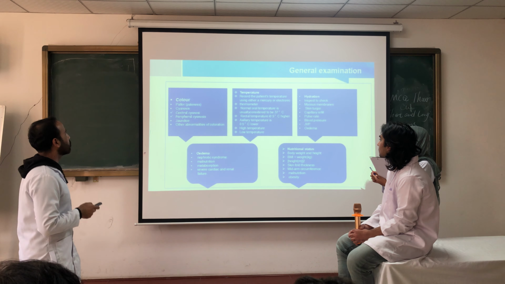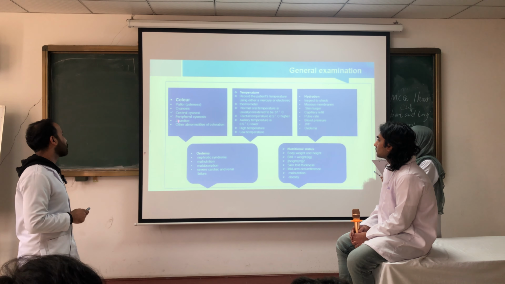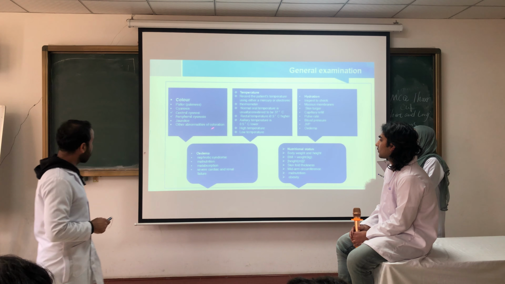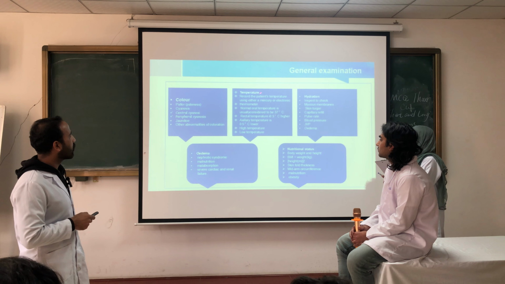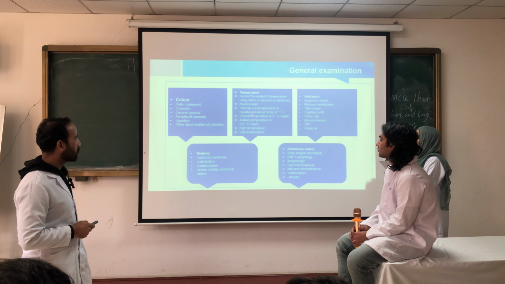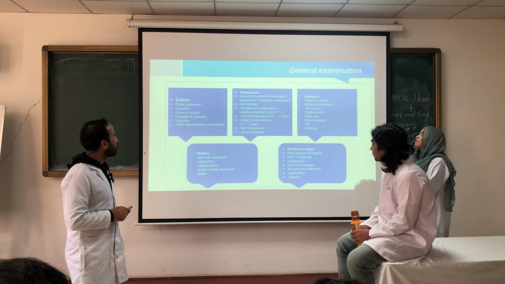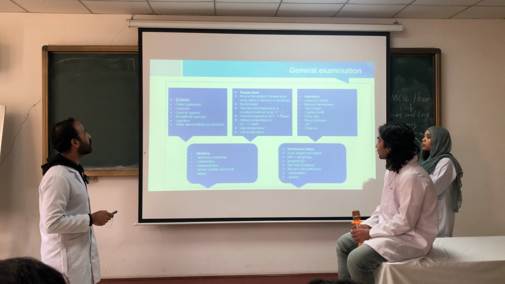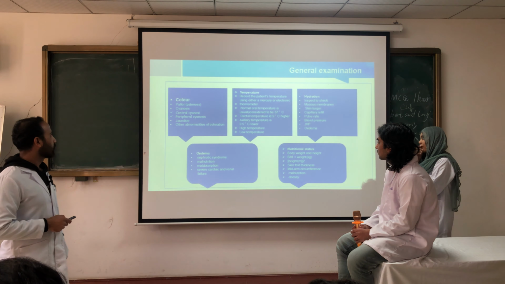In the general examination, we have to see first color. In it, we see pallor, cyanosis, central cyanosis, peripheral cyanosis, jaundice, and other abnormalities of the colorations. Then we have to see the temperature. Record the patient's temperature using either a mercury or electronic thermometer. Normal oral temperature is usually considered to be 37 degrees centigrade. And here rectal temperature will be 0.5 degrees centigrade higher, and the axillary temperature is 0.5 degrees centigrade lower.